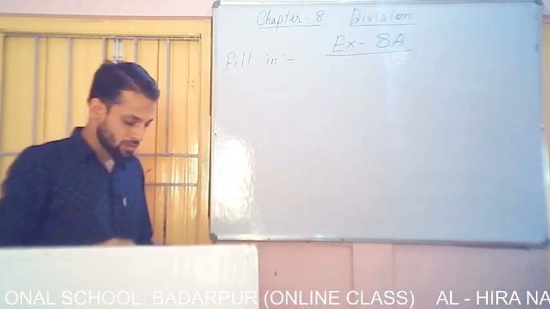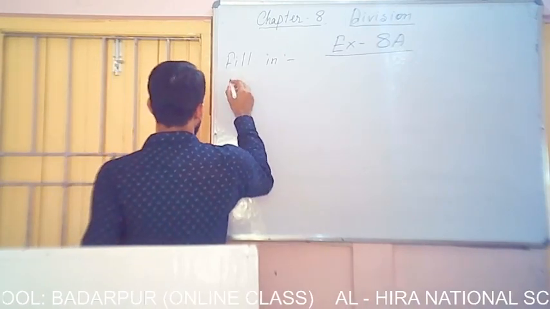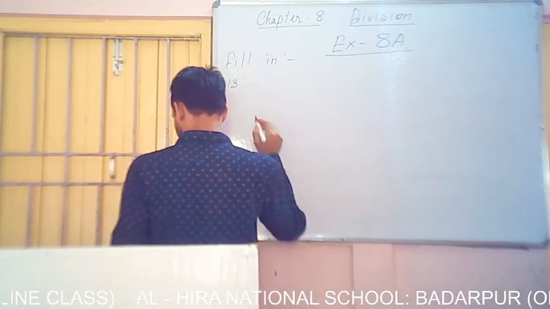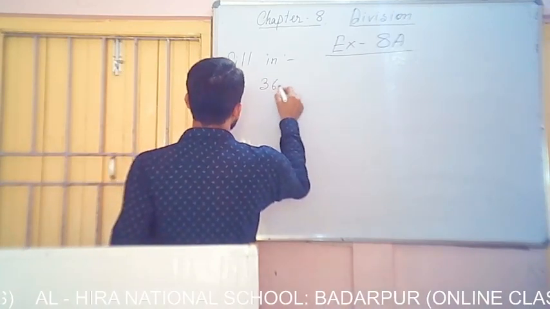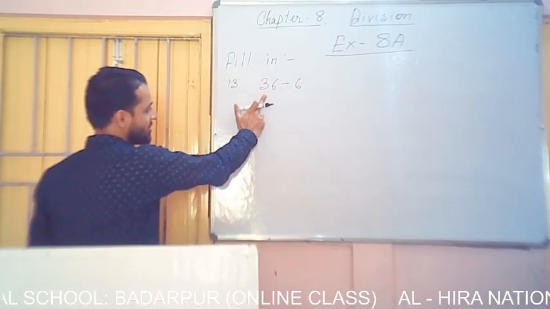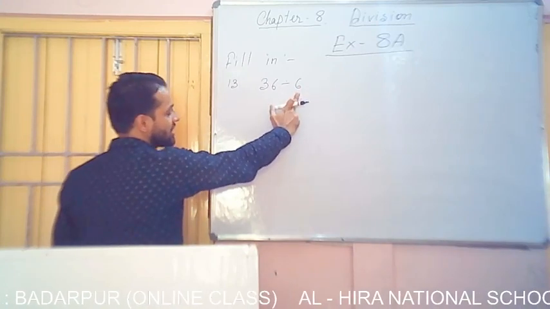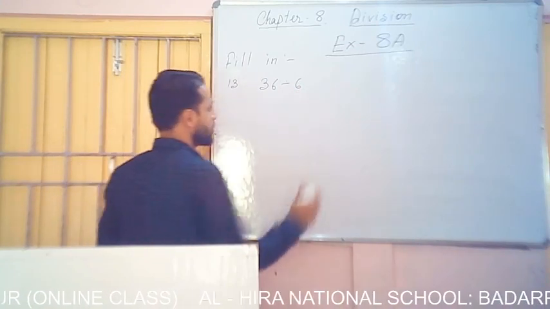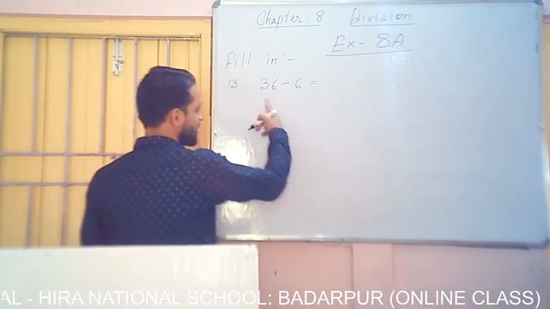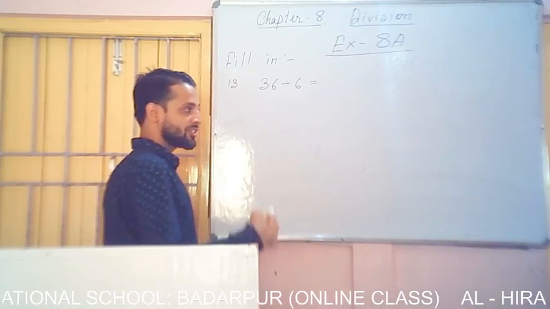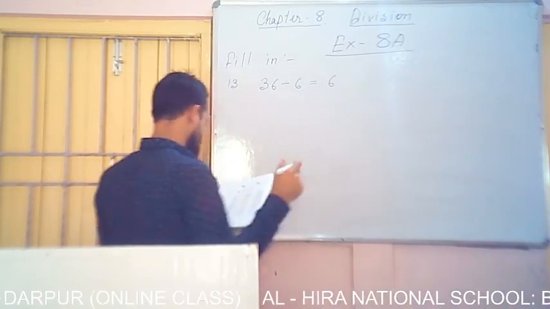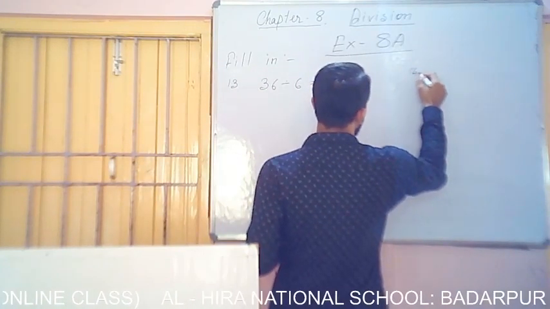Okay, now question number 13. The question number 13 is 36 divided by 6. So like earlier here, 36 is the dividend and 6 is the divisor. So we are going to divide 36 by 6. If we divide 36 by 6, we'll get 6. 6 6s are 36. So here we are going to write 6.